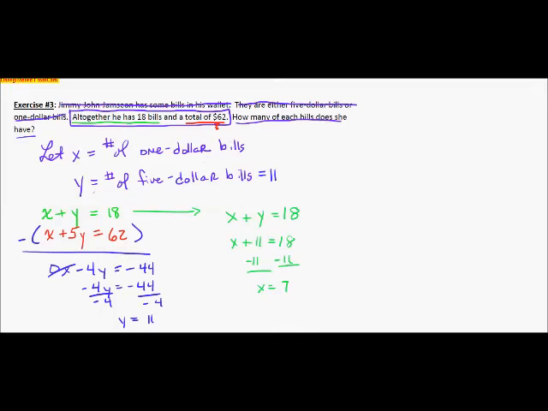So the number of $1 bills is 7. Let's see if that would really work. If I have 7 $1 bills, that would be $7, right? If I have 11 $5 bills, that would be $55. If I add those together, that would be $62, and that is what our equation right down here says. That should be true. And if I add them together, 7 plus 11, I get 18, and that's what our equation right there says. So there's number 3.